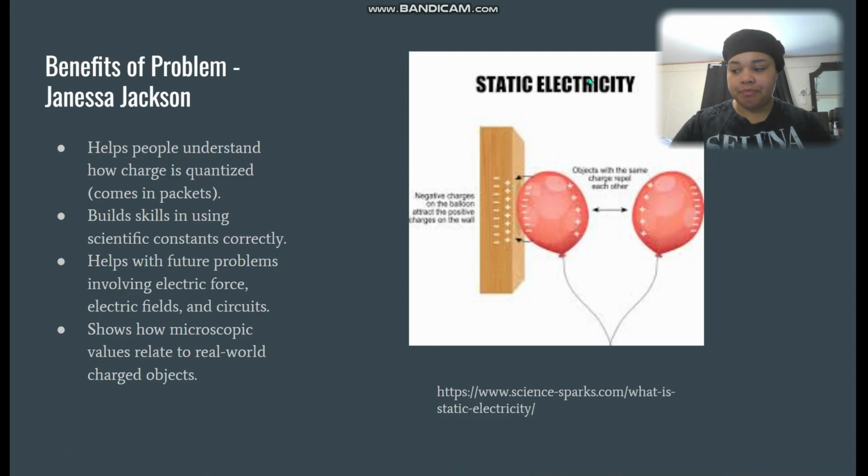Benefits of the problem. The benefit of solving a problem like this is that it helps you understand that electric charge is quantized. You also get practice using scientific notation, and this skill is helpful for harder problems involving electric fields, electric force, and circuits later on. It shows how microscopic values connect to real objects. And here's my picture and then my citing at the bottom.